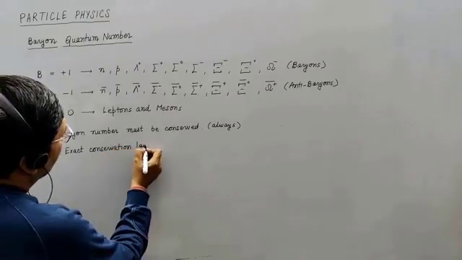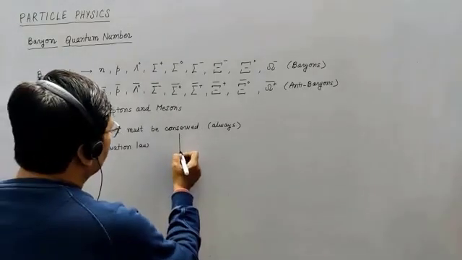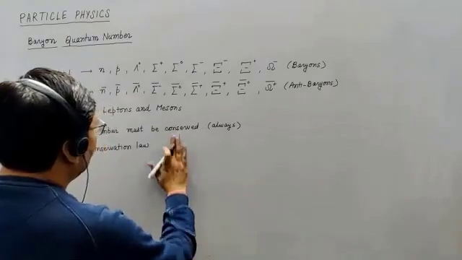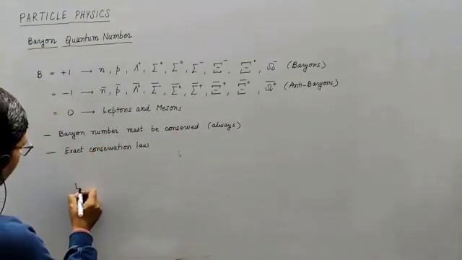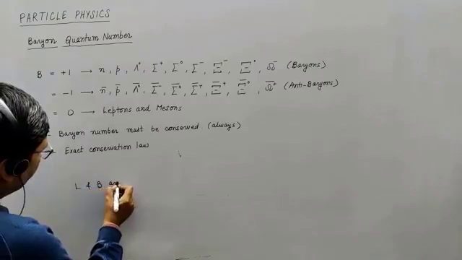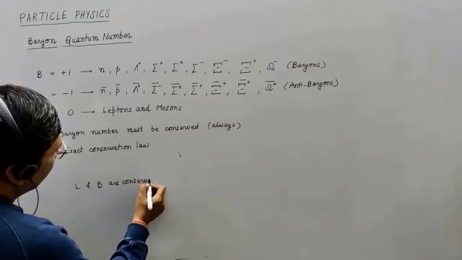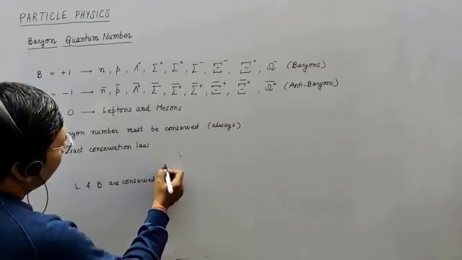Conservation law. It is conserved. Baryon number is conserved in all three types of interaction. Lepton number and baryon number, this L and B number, are conserved in all three types of interaction.